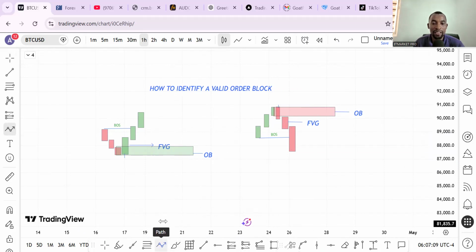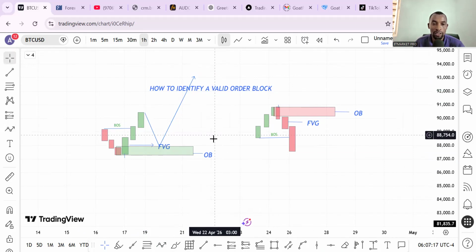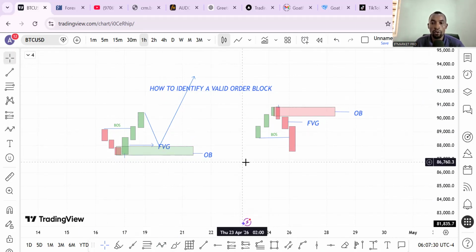So whenever price comes, price will come, mitigate this order block, then we have a buy opportunity. So institutions are waiting for this zone for a buy momentum. So this is a valid bullish order block.